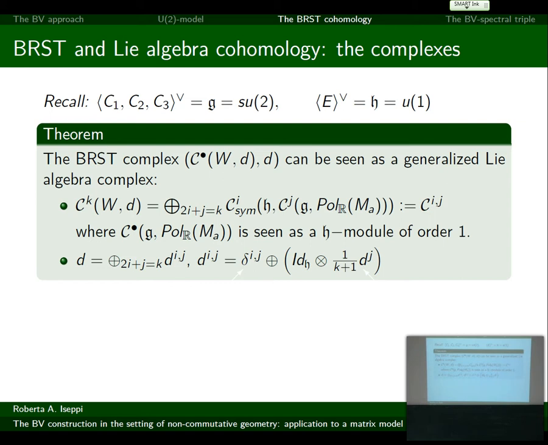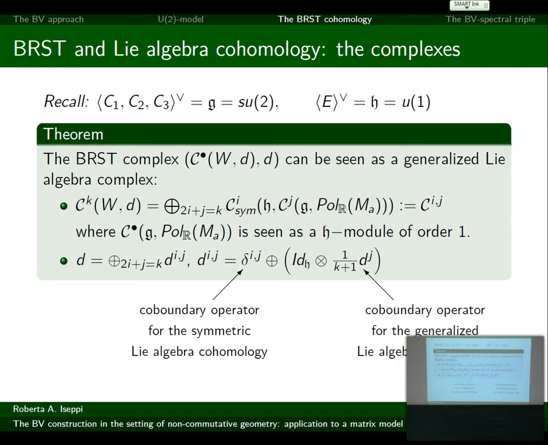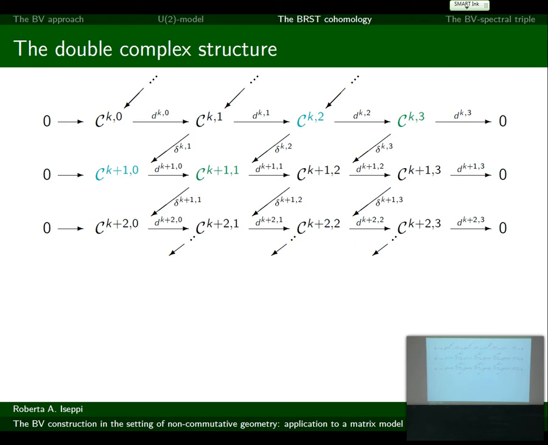And this is already visible at the level of cochain, but also, of course, at the level of the coboundary operator. And this is the coboundary operator of the symmetric Lie algebra, while here is the other one coming from the alternating part. And so with this approach, we are able to detect a double complex structure. So it's, let's say, a shifted double complex structure. And here, the color is the same, because when we want to consider the BRST complex of degree, in this case, 2k plus 2, we have to take these two pieces together, and of course these other two together.